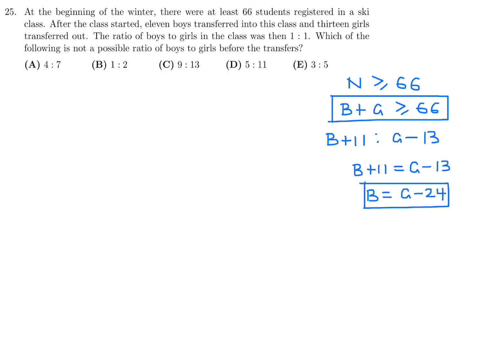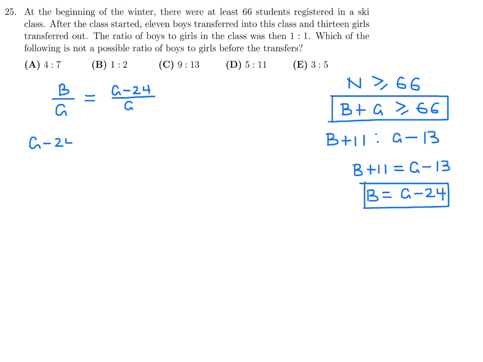The answer choices basically are the ratio of the boys to girls. So the ratio of the boys to girls is obviously B over G. That's all that is, at the very beginning, before the transfers. Well, we figured out this nice formula. So instead of B over G, we can put G minus 24 over G. And this is something we can use. So we will use that for each of these. So let's start with 4 over 7, our first answer choice.